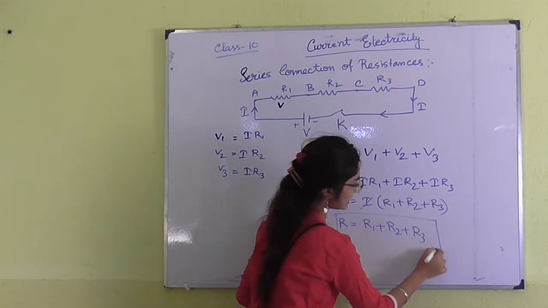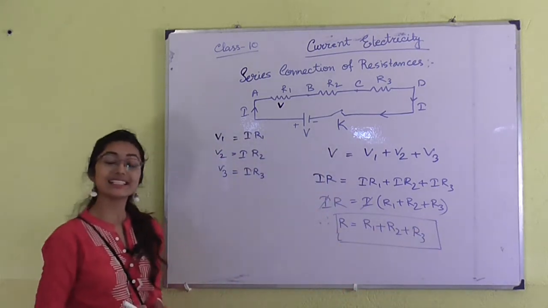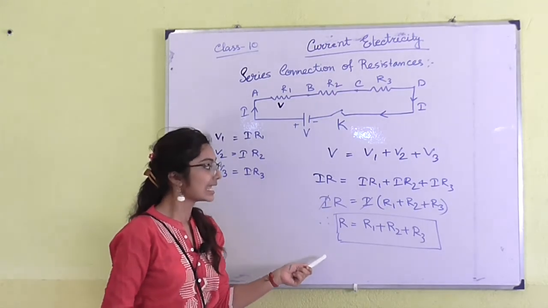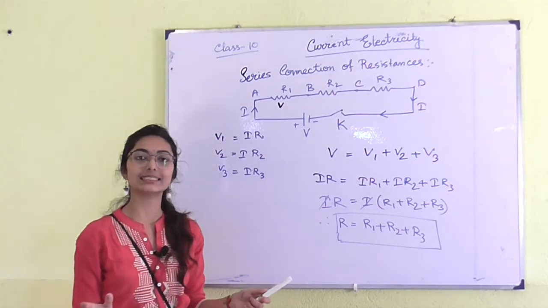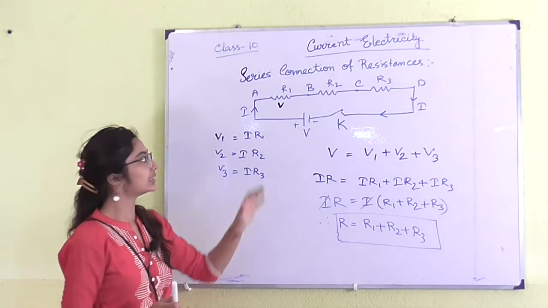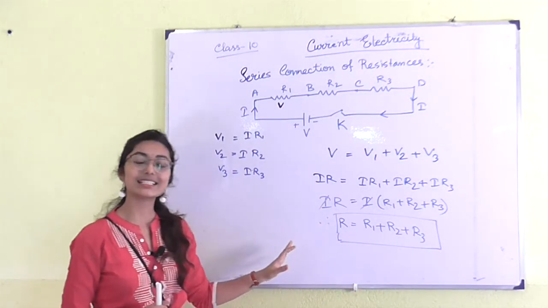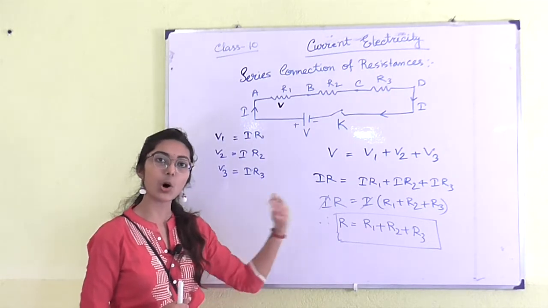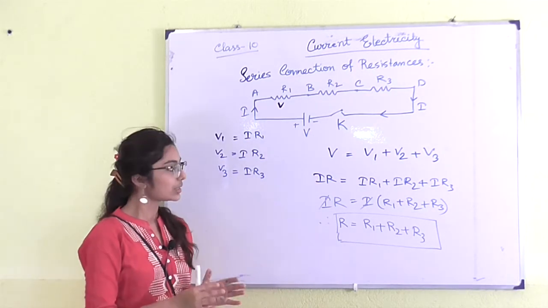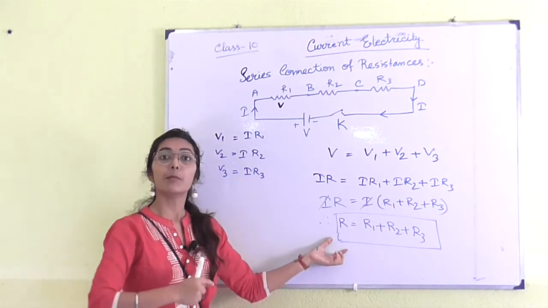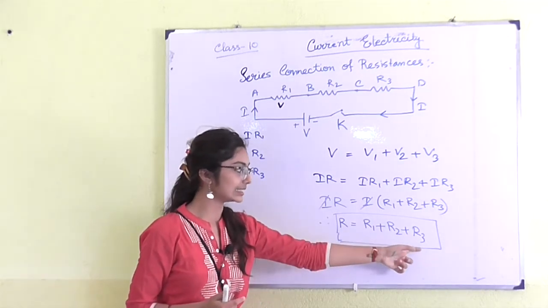So in series connection, we have seen that the equivalent resistance of the circuit is the sum of all the resistances present in the circuit. There are three resistances present, R1, R2, R3, so the equivalent resistance R will be the summation of all the resistances. You can understand the equivalent resistance must be more than the individual resistances.